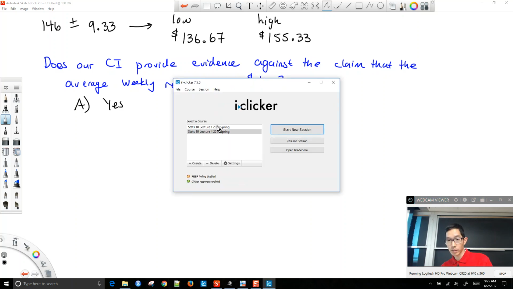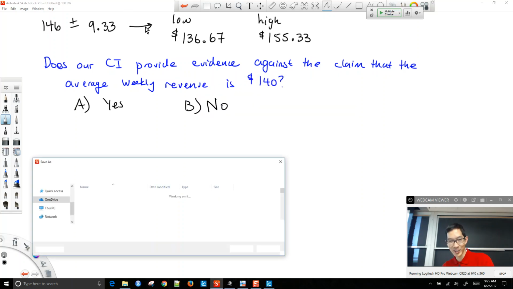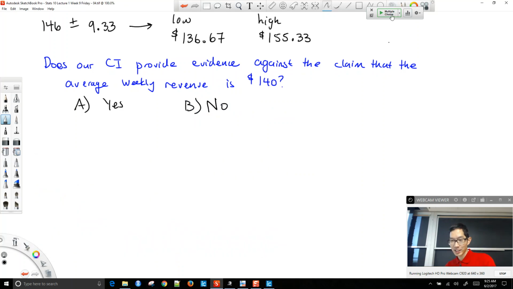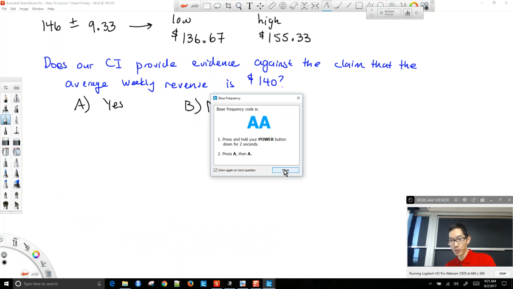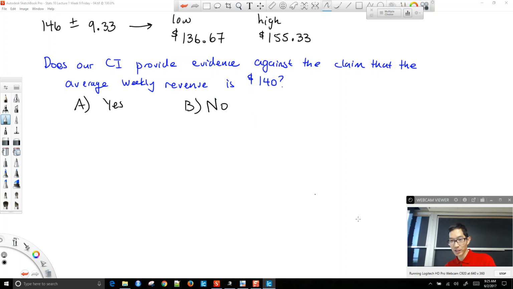So we're going to click start a session. All right, I mean, this should be easy, right? I hope. So if we understood confidence intervals for proportions, it's all the same here. Okay, is this running? Okay. Oh yeah, great. And everybody is clicking away. So does our confidence interval provide evidence against the claim that the average weekly revenue is 140?